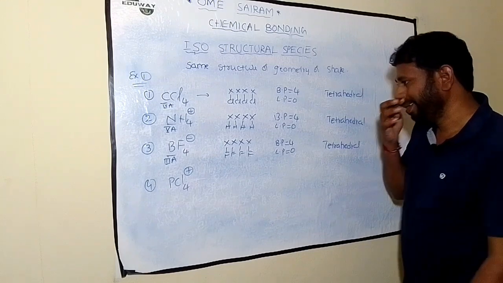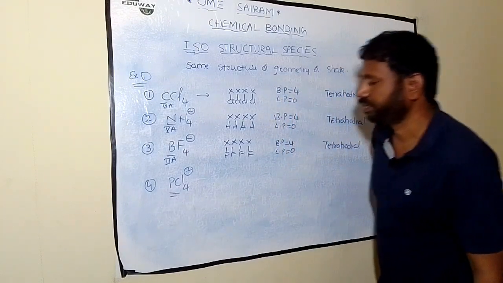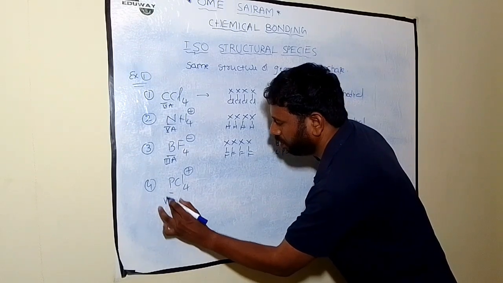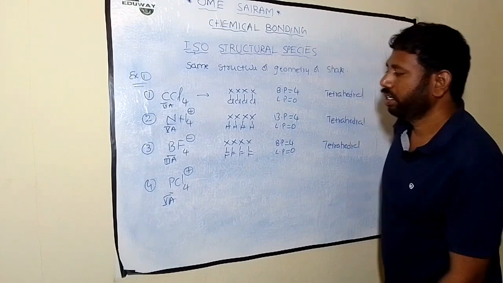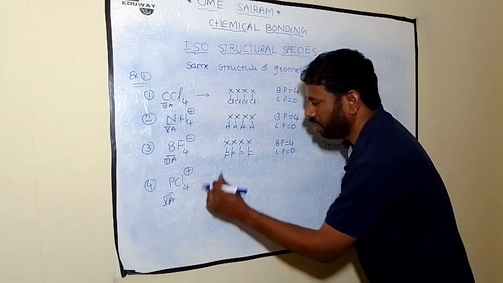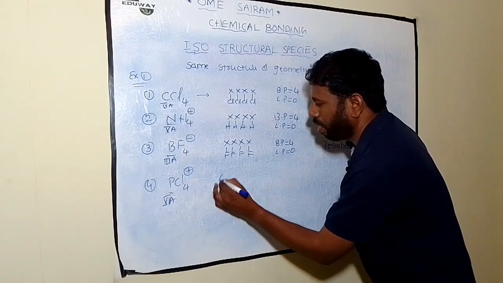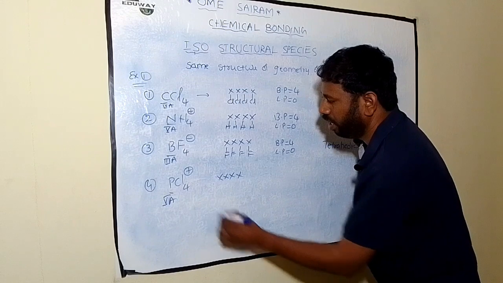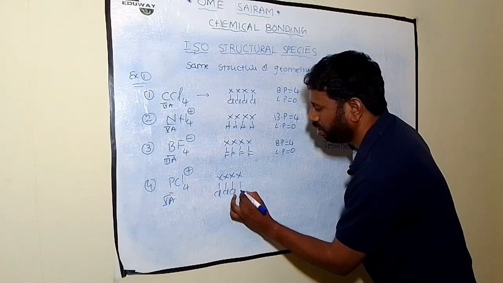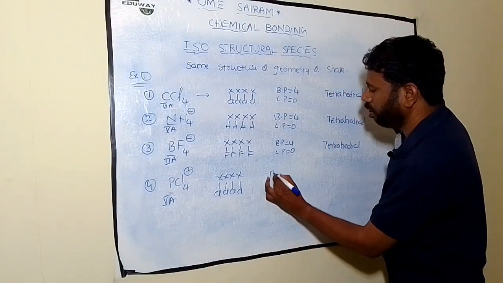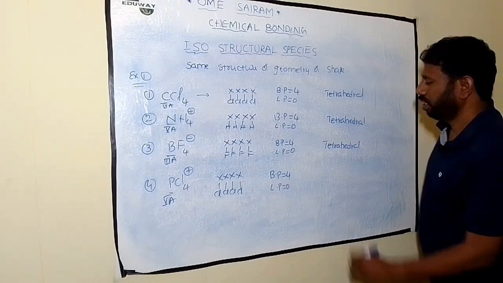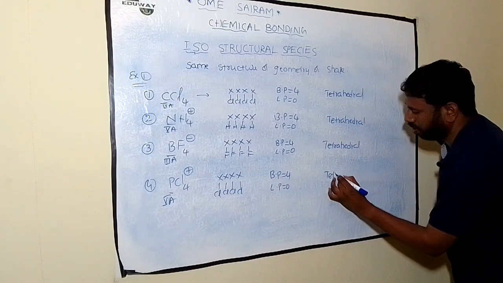Tetrahedral. Now PCl4 positive charge. In PCl4 positive charge, the central atom is phosphorus. It belongs to 5th A group element. It contains 5 valence electrons and it contains 1 positive charge. That means 1 electron is less. 5 minus 1, 4. And phosphorus is forming 4 bonds with 4 chlorine atoms. Now we see bond pairs 4, lone pairs 0. And the structure is tetrahedral.